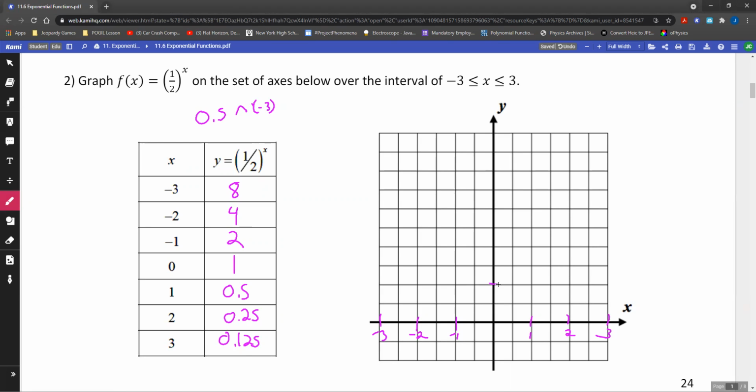Same thing with the graph. We have to plot our points. -3 goes to 8 this time. -2 goes to 4. -1 goes to 2. And it just looks like this. And now we end up getting the curve going the other way. So these are the two different types of exponential graphs that we can have.